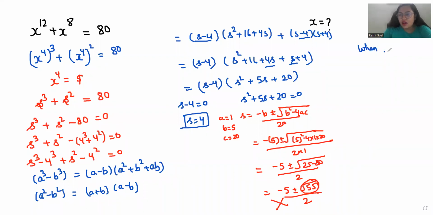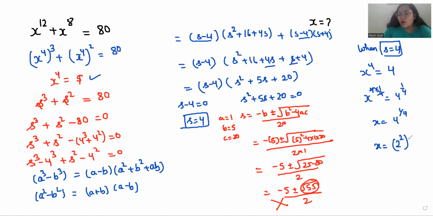So when s is equal to 4, we already know we took a substitution. So x power 4 is equal to 4. So I am going to raise both sides to the power 1 by 4. So x is equal to 4 power 1 by 4. x is equal to 2 square whole power 1 by 4. x is equal to 2 power 2 times 1 by 4. So x is equal to 2 power 1 by 2, or square root of 2.